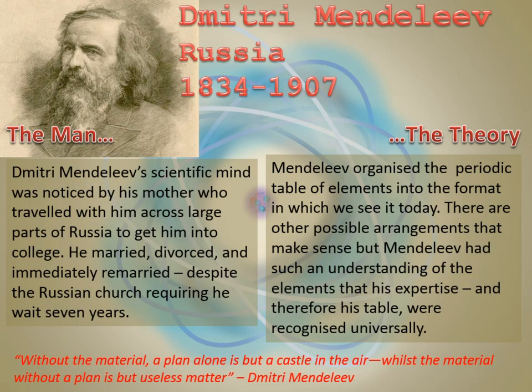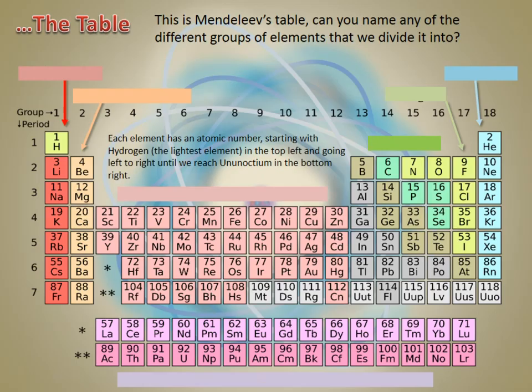There are various different arrangements of the elements that make sense, but Mendeleev had such a brilliant understanding of the subject that his expertise, and therefore his periodic table, were the ones that got recognized by the scientific community at large. And we're just going to have a quick look at that table now before we proceed.